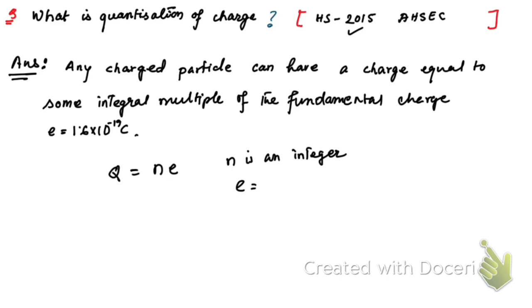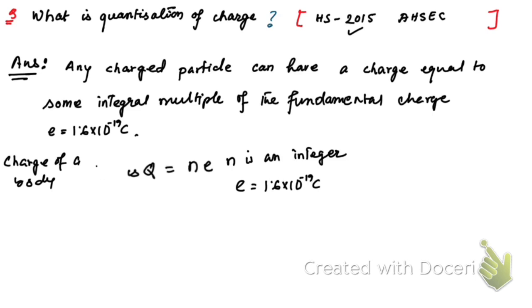e is equal to, I have already mentioned this, 1.6 × 10⁻¹⁹ coulomb. This is the charge of our body. Q is always an integral multiple of the fundamental charge, that is, the charge of the electron, right?